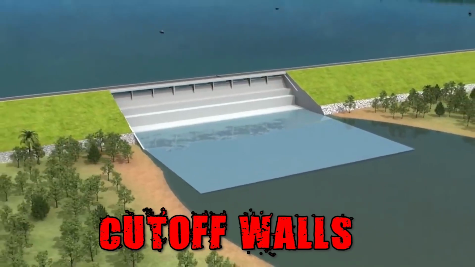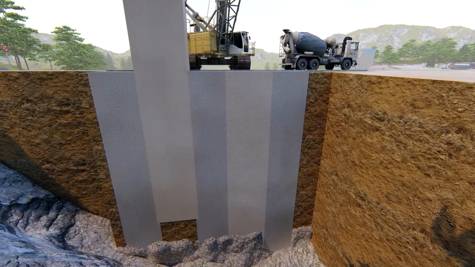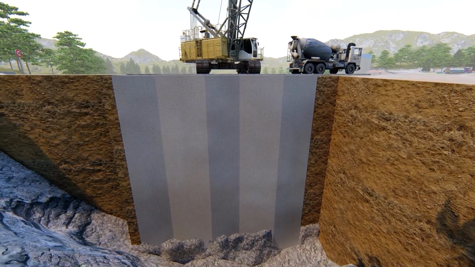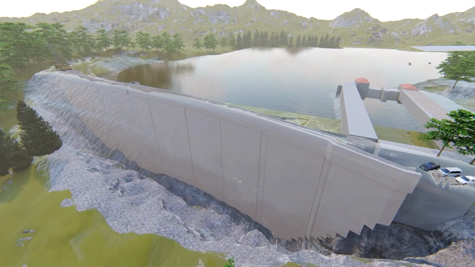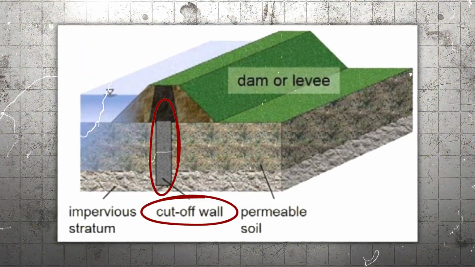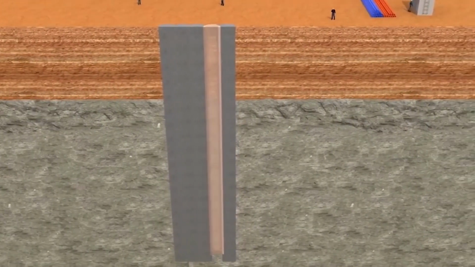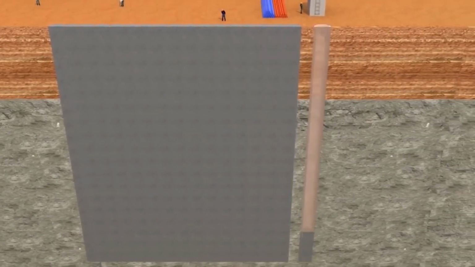Cutoff walls are another thing that engineers will sometimes install before a dam is built. A cutoff wall is basically a concrete barrier that gets constructed deep into the ground beneath a dam. The purpose of these cutoff walls is to block water from seeping under the dam and through the dirt below it. It's like putting a giant plug in the ground to stop water from moving beneath the dam.